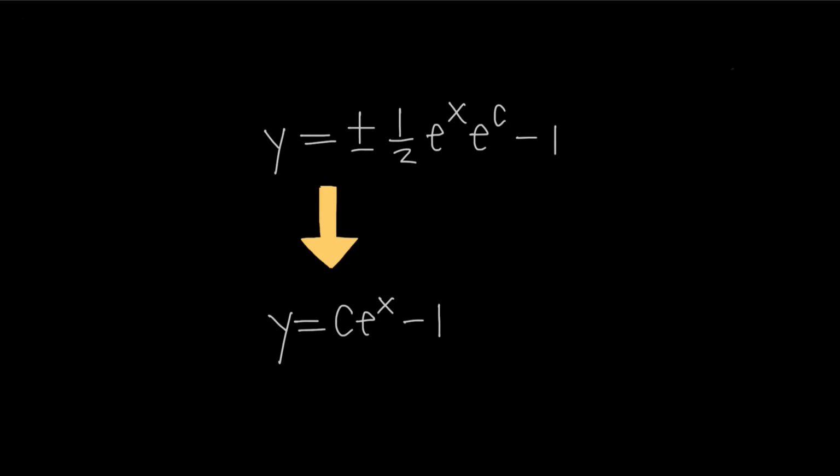So you know when this happens and you're like, wait, what? How can you just do that? Where'd the plus minus sign go? Where'd the 1/2 go? Where'd the e to the c go? Well, today we're going to be answering that question. What's happening here is that everything is getting absorbed into the constant c, and we're going to talk about exactly how that happens.